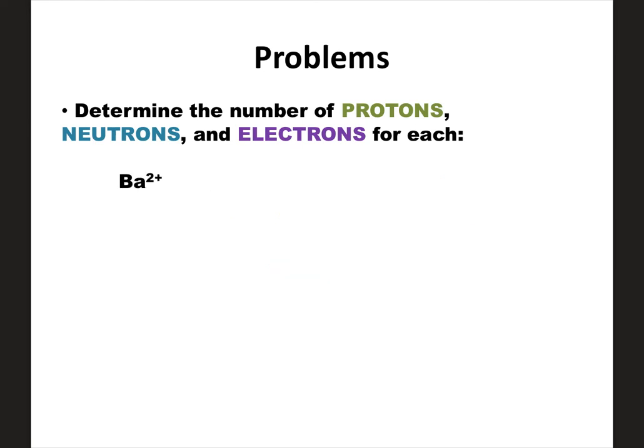This example is a little bit more fun. I want you to try this now for Ba2+. Determine the number of protons, neutrons, and electrons. Pause the video, try it, and when you rejoin, I'll have the answer for you. So hopefully these are the numbers you got here.